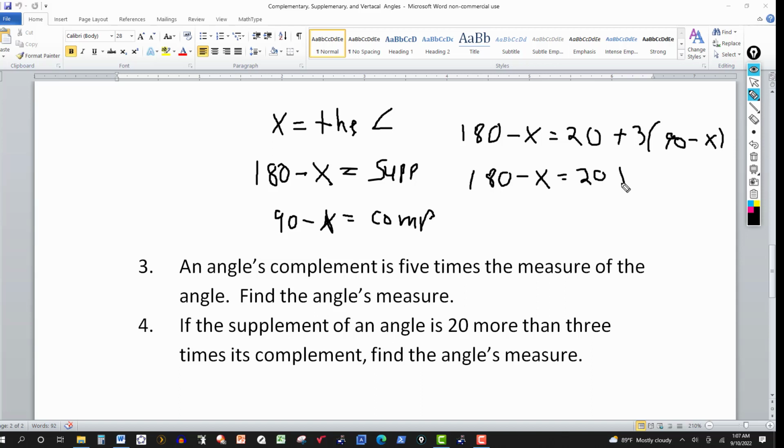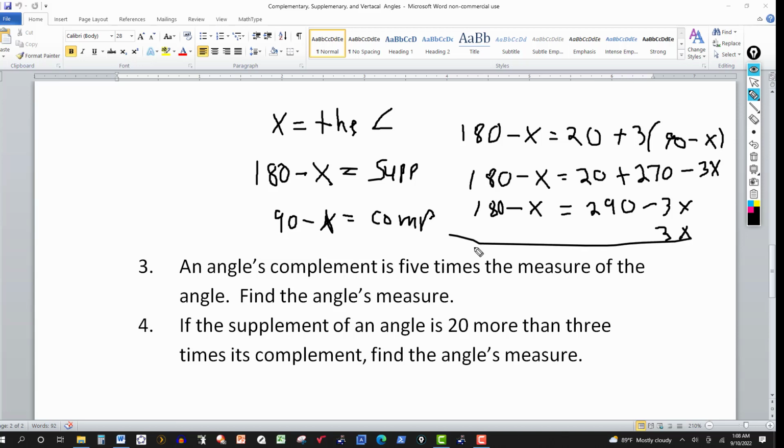And then let's distribute through the parentheses, multiplying by 3. So 3 times 90 is 270, and then 3 times the minus x, so minus 3x. This is 180 minus x is equal to, add the 20 and the 270, 290 here. Then we're trying to get the x's on one side, so let's add 3x to this side. I add negative 180 to this side, and I'm going to do it to the other side also, negative 180.